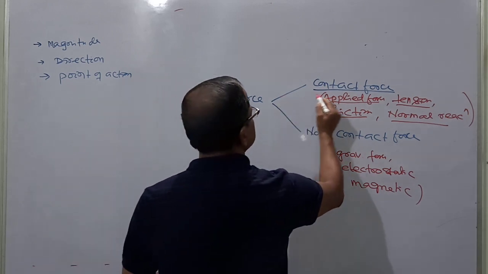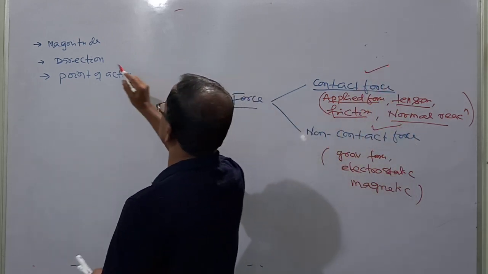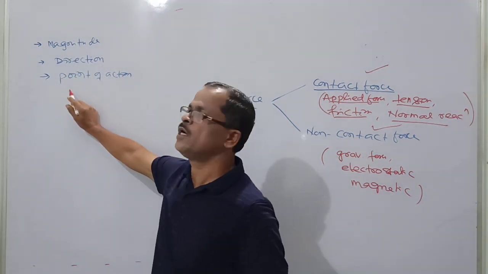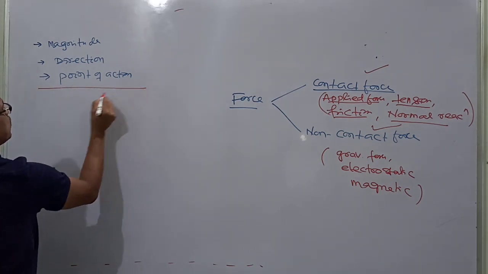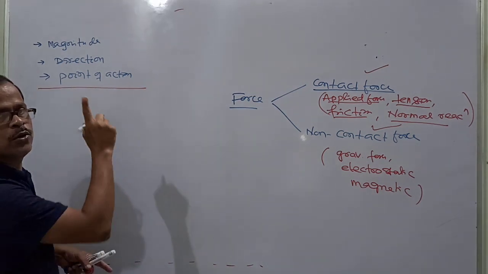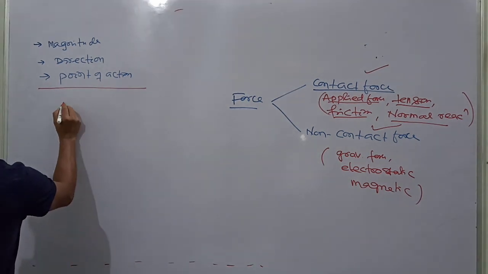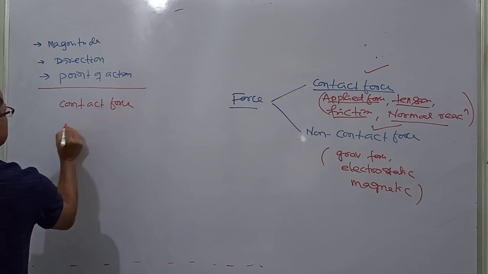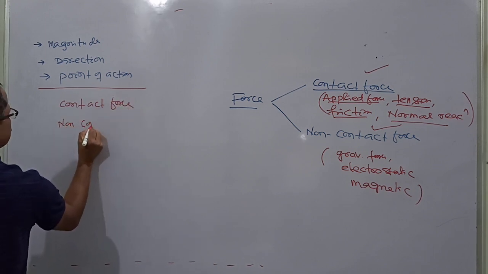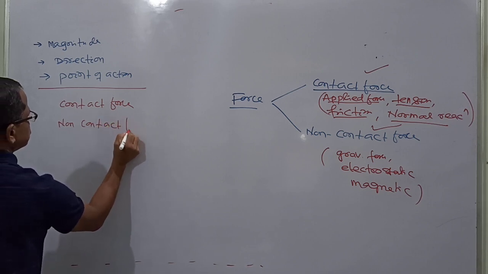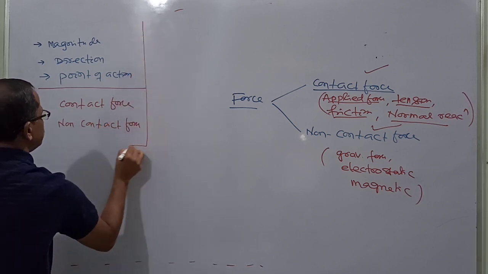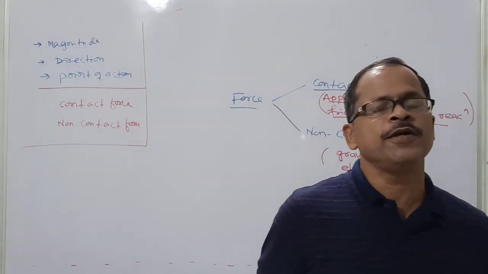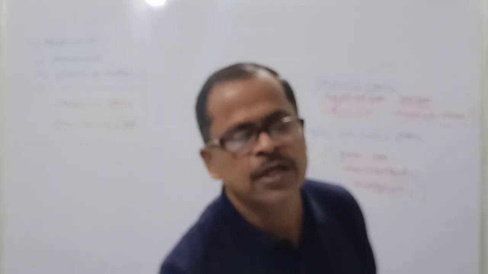After understanding contact force and non-contact force, the magnitude of force is important, direction is important, and point of action is very important. The next three parts I am also noting here, because when we draw a free body diagram, I will always refer to all these things: the contact force, then the non-contact force. If somebody understands all these clearly before going to draw a free body diagram, then drawing a free body diagram is much easier.